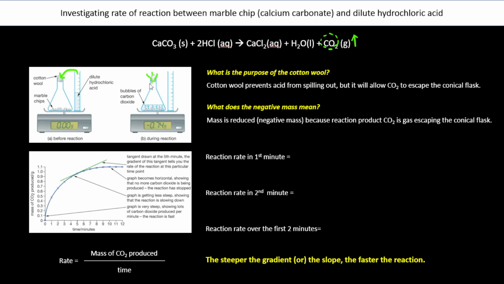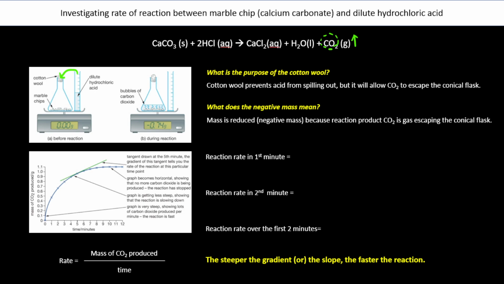But here, a very commonly asked question is why do we use cotton wool? Okay, let's take a look at this. You will notice that we're using cotton wool here. Alright, the reason is that the cotton wool will prevent any acid from spilling outside, but it will allow carbon dioxide to escape the conical flask so that we can actually measure the reduction in mass.